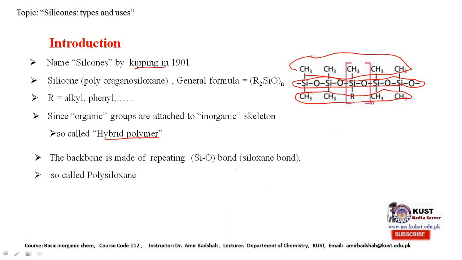If you look at the backbone, it has the repeating bond of silicon and oxygen. You see that it has silicon and oxygen, then again silicon and oxygen. They are repeated, and this bond is called siloxane. So that's why these compounds are also called polysiloxane. You can call this compound polysiloxane, or polyorganosiloxane, or you can say only silicones.